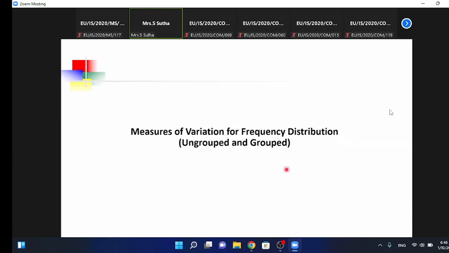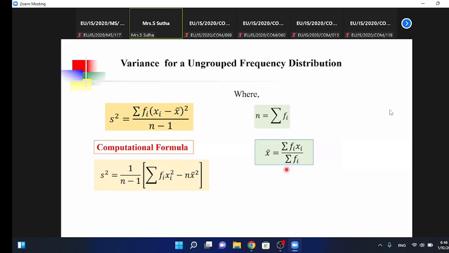Right. Now we are looking at how we can calculate the variance and standard deviation for a frequency distribution. Here also we are considering two cases, ungrouped and grouped frequency distribution. All these formulas you have to know. The variance for an ungrouped frequency distribution, S squared, is calculated by multiplying the squared deviations from the mean by the corresponding frequency, divided by n minus 1.